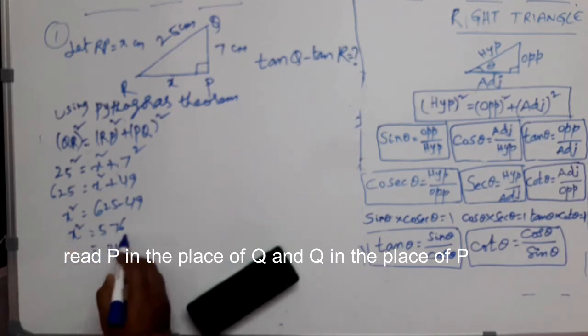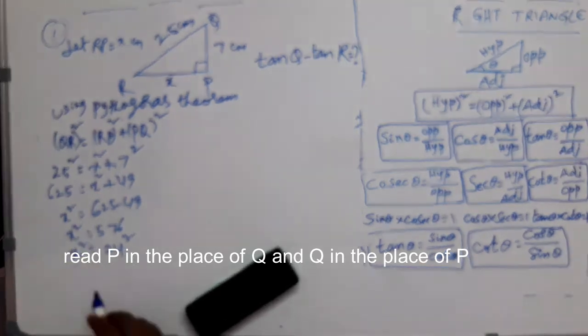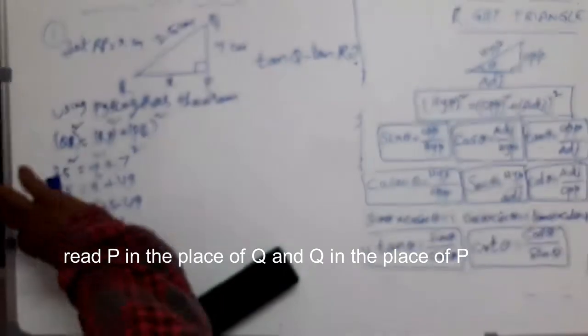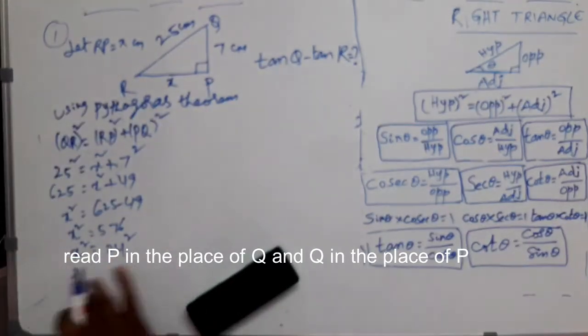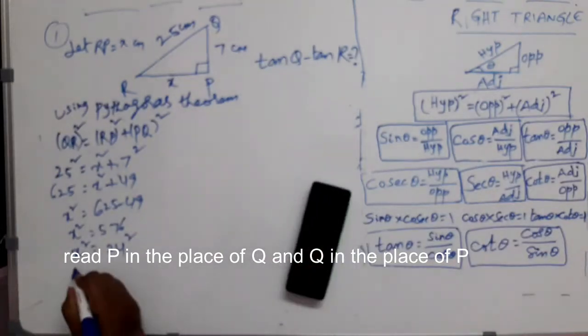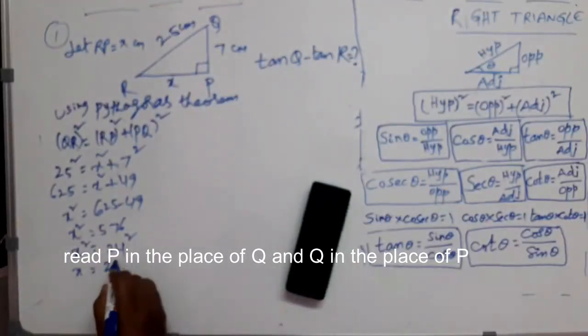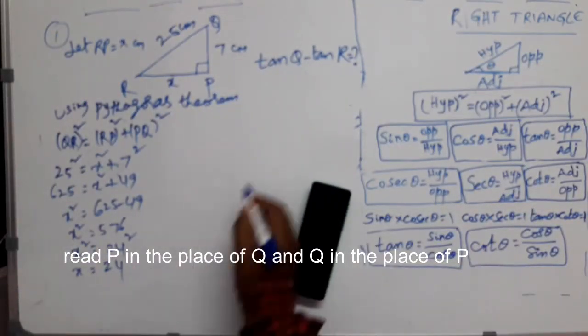26 is 24 square, we know. X square is 24 square. So what is the value of X? X is 24. So we got the value of the remaining side as 24 centimeters.